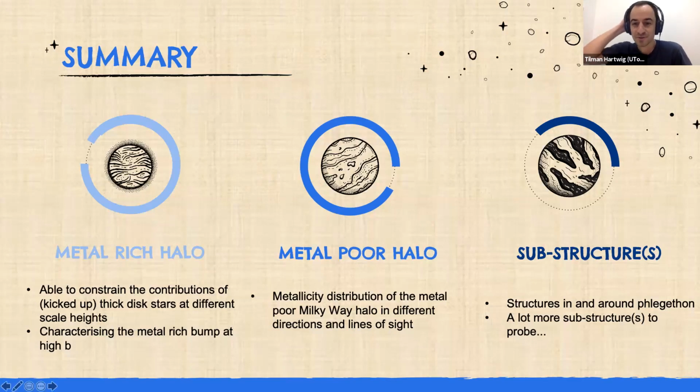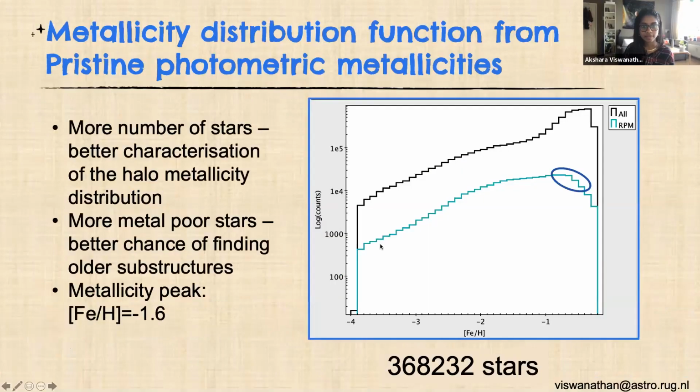Hi, Akshara, really cool result, nice talk. I'm wondering about the tail of your MDF. I think in one of the first plots, your MDF stops at -4, but your last bin at -4 still has hundreds of stars in it. And so I'm wondering, how does it continue to even lower metallicities? You mean this one? Yes, right.